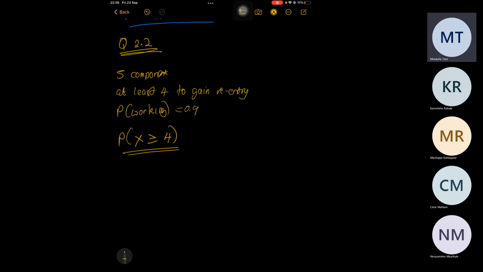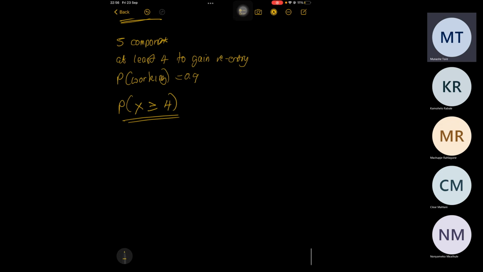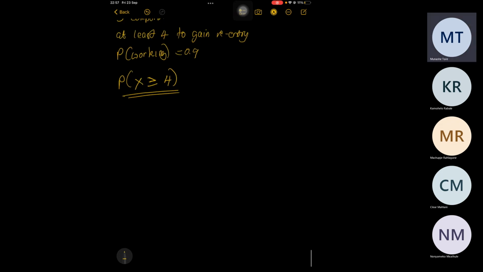So if we have at least 4 components that are working, then this system will gain re-entry into the atmosphere. So how do you calculate this now?